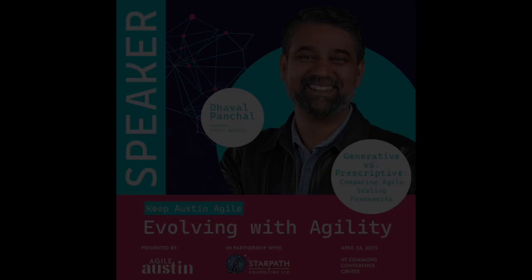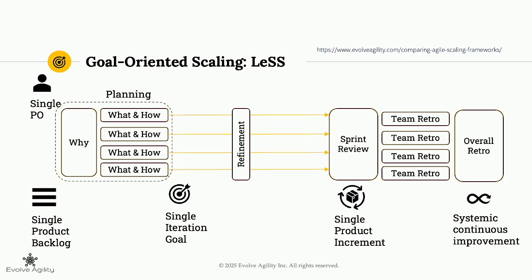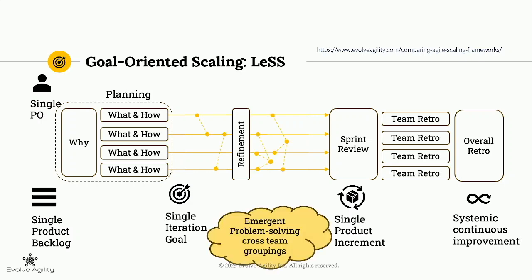Large-scale Scrum, which is another goal-oriented framework, has the same structure. Single product backlog, single iteration goal, single product increment. The only difference between Nexus and LeSS is they try to solve dependency problems as an emergent solution system. In other words, rather than designating a group of people as the integration team, they expect the 4 teams to figure out how they're going to resolve dependencies as they plan for that sprint, and then they work towards building that increment.